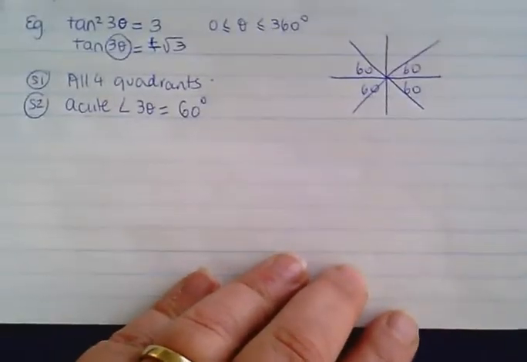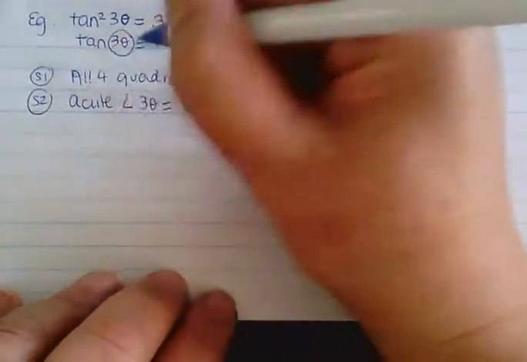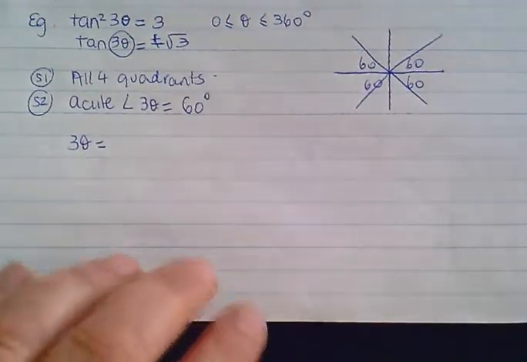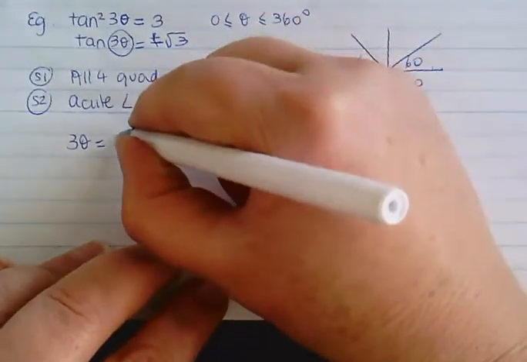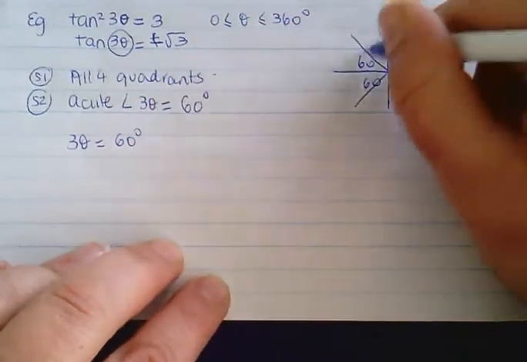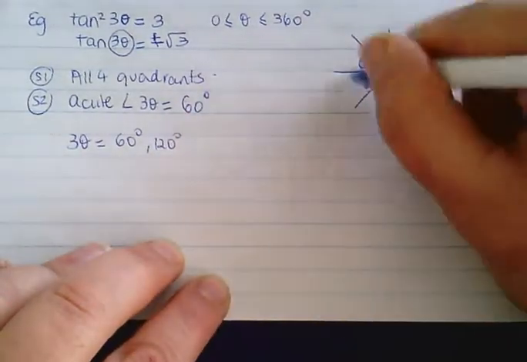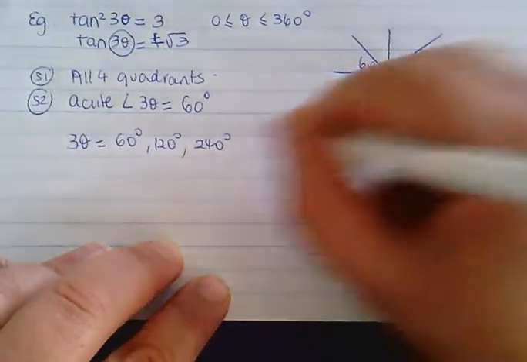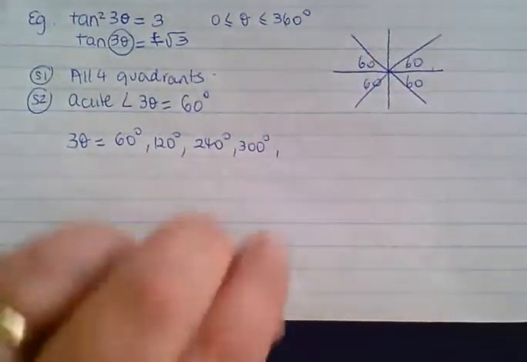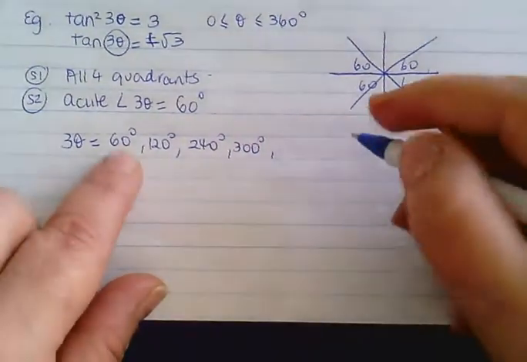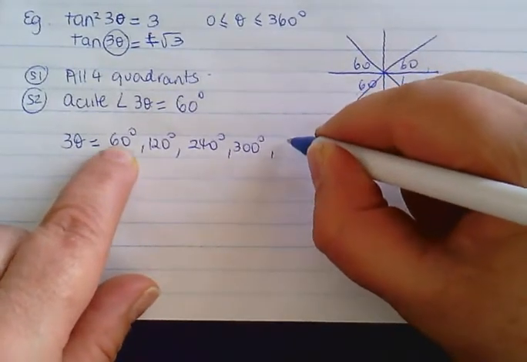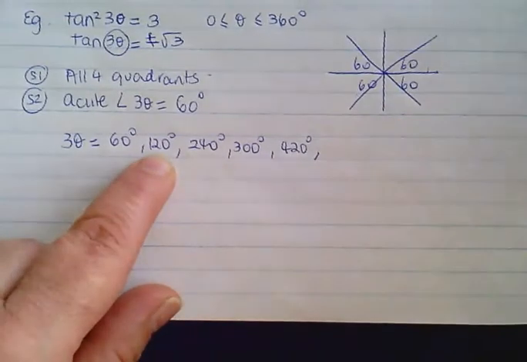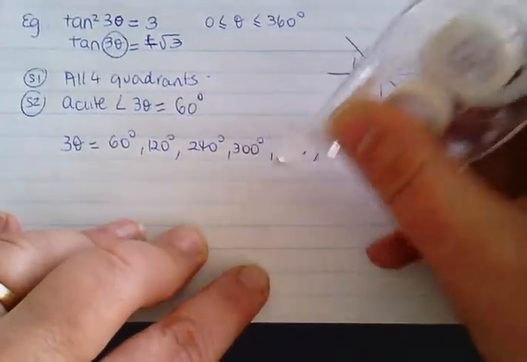And read them off. But you have to go 3 times around. So therefore your solutions for 3 theta, not for theta, your solutions for 3 theta are, what's the first one? 60, then 120, and then 240 and 300. Now what do you do with each of those numbers? Add 360 onto each. So what's 360 and 60? 420. Actually, look, I'll show you the setting out, first one.